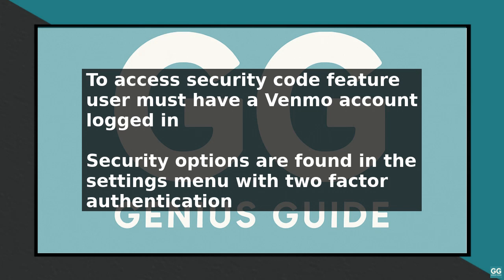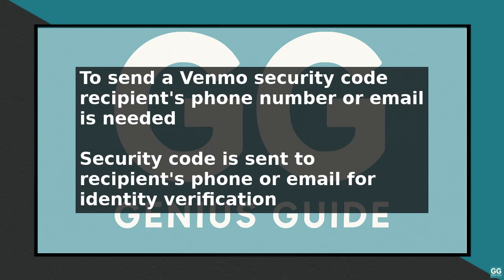You can then enter this information into the Venmo app and request a security code to be sent to the recipient. The recipient will then receive a text message or email with the security code, which they can use to verify their identity. It is essential to keep the security code confidential to prevent unauthorized access to your Venmo account.